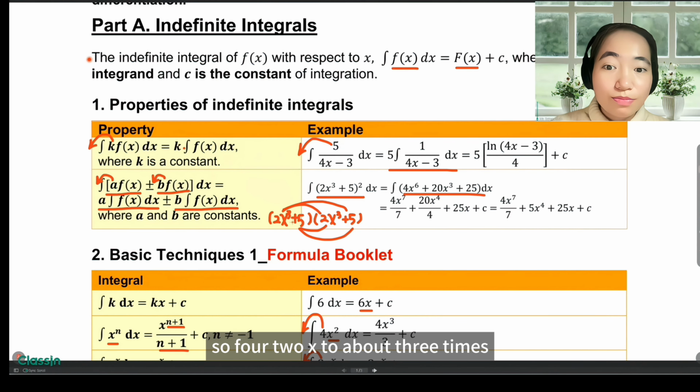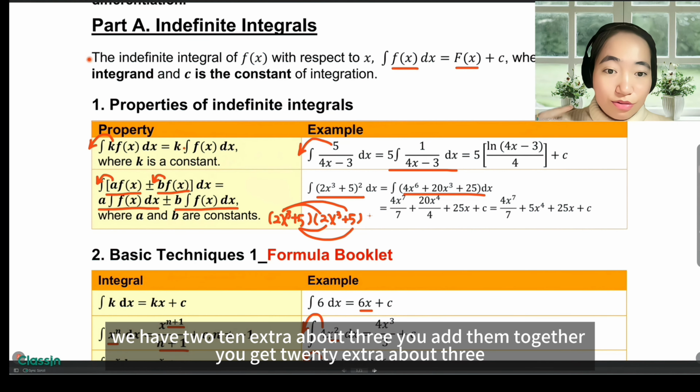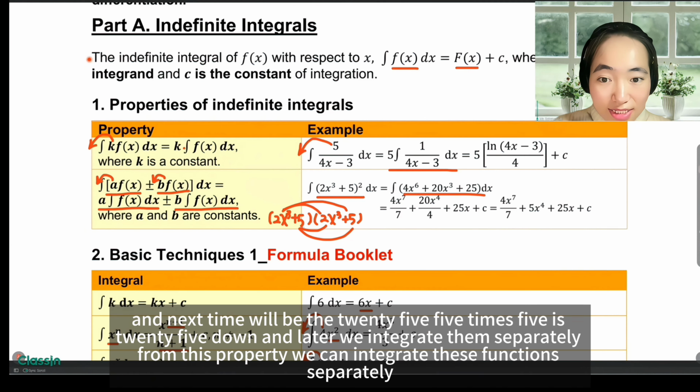So 2x to the power 3 times 2x to the power 3 equals 4x to the power 6. And 2x to the power 3 times 5 will be 10x to the power 3. Plus 5 times 2x to the power 3 is another 10x to the power 3. So we have two 10x to the power 3. You add them together, you get 20x to the power 3. And the next term will be 25. 5 times 5 is 25. Done. And later, we integrate them separately.